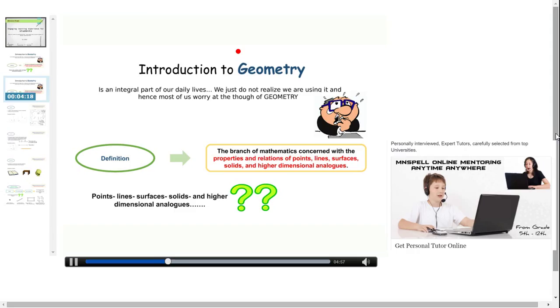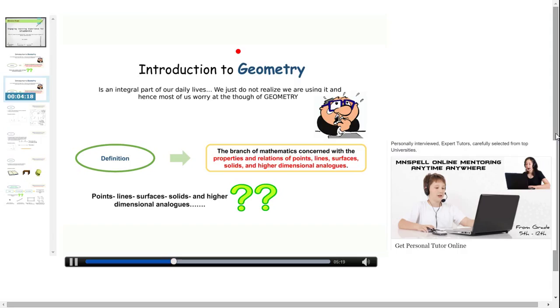Today the topic that I've picked is geometry, because I know the moment children hear geometry, or even adults hear geometry, they get extremely upset and they have this panic attack. So this is a basic introduction to geometry, and I hope this is useful to you all.